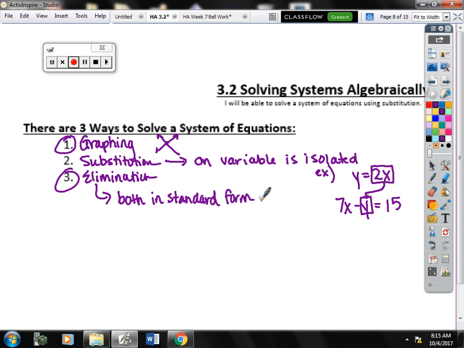And that's where we get our coefficients to match, and we actually eliminate one of the variables by adding or subtracting the equations, to make them go to 0.